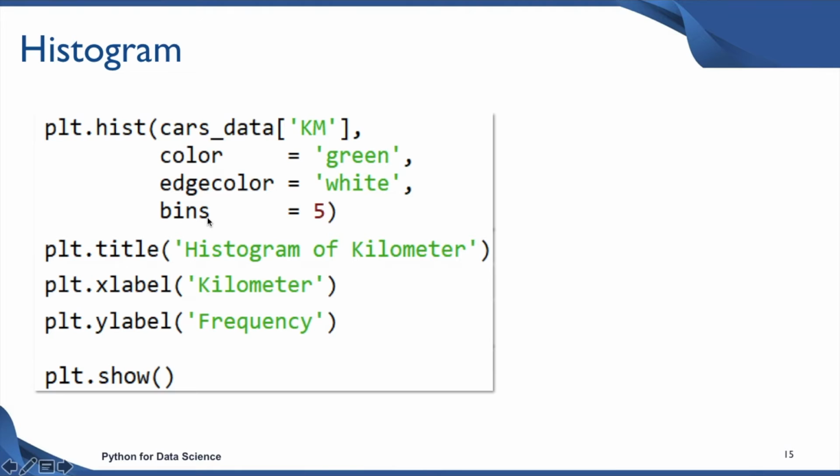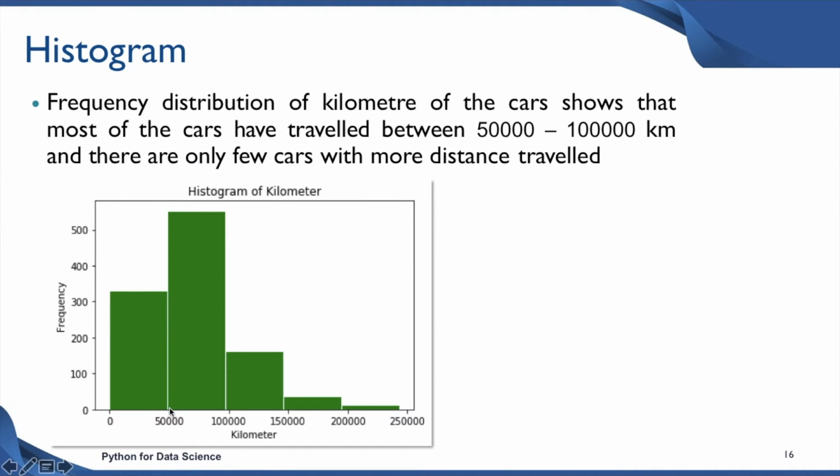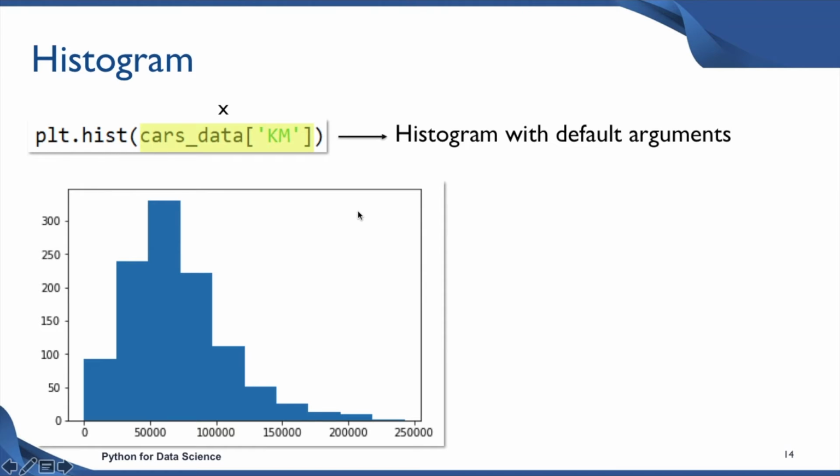Also you can make it a bin, right? So you can give it a color, edge color. So edge color is basically used to represent your bars, that this bar is representing this much intensity between 0 to 50,000, and 50,000 to 1 lakh it is close to 500, more than 500, right? Number of cars which have traveled, right? Okay, so let us first plot with default arguments, then we'll see the arguments.